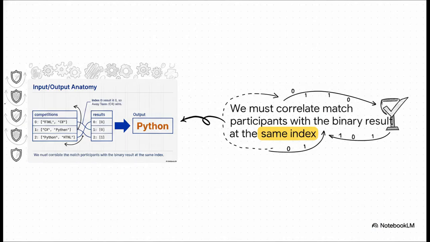We get two lists, or arrays, that run in parallel. The first one, competitions, tells us who played who in each match. You've got your home team and your away team. The second one, results, tells us who won. If the result is a 1, the home team won. If it's a 0, the away team won. Our whole job is basically to connect the dots, to look at the same spot in both lists to figure out the winner for each and every match.